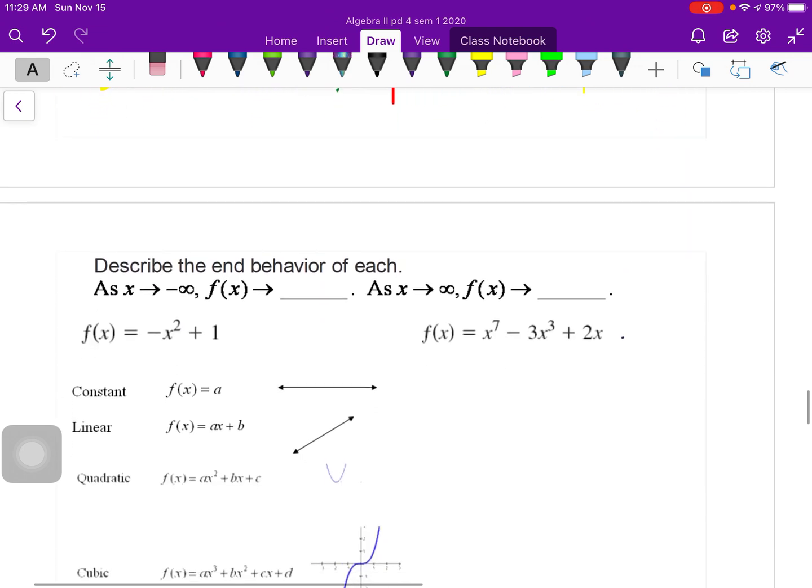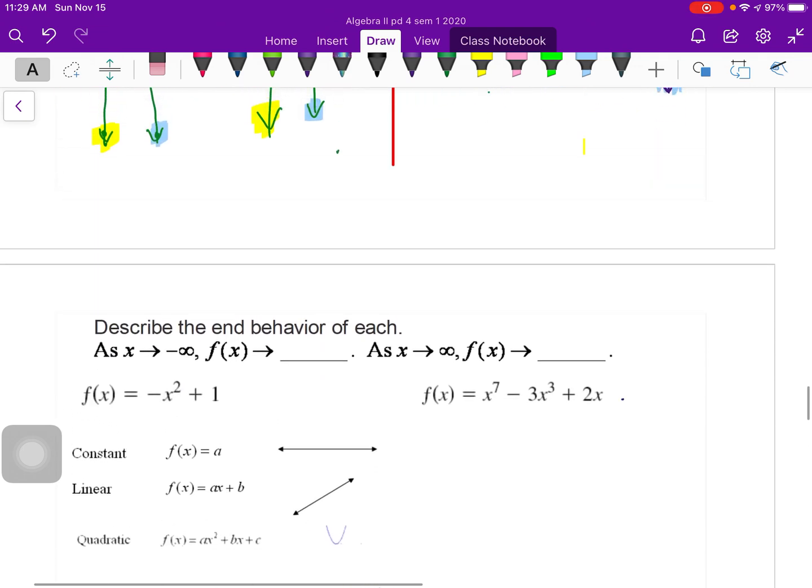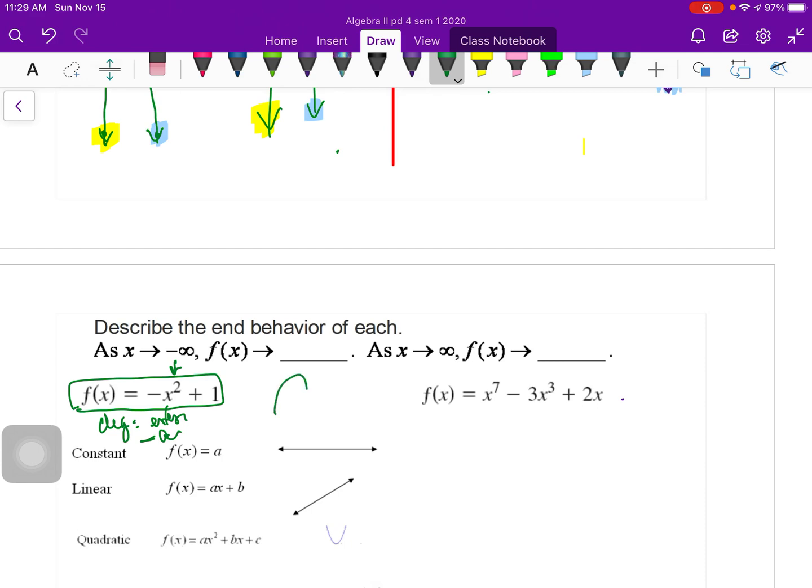So now let's try some functions of our own and state their end behaviors. This function is y equals negative x squared plus 1. I see that my degree is even, and I see that my a is negative. So a negative even should look like this, opening downward.